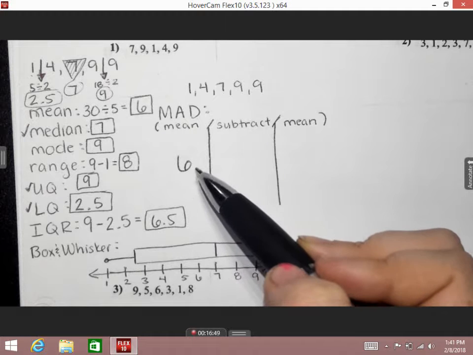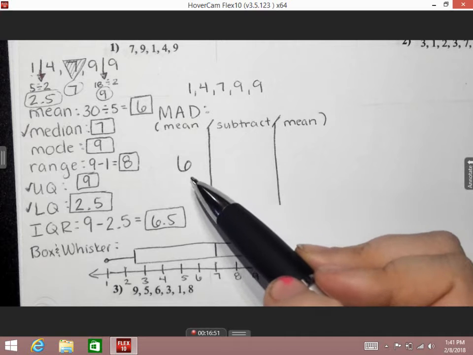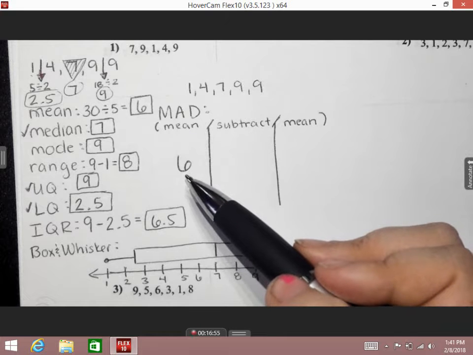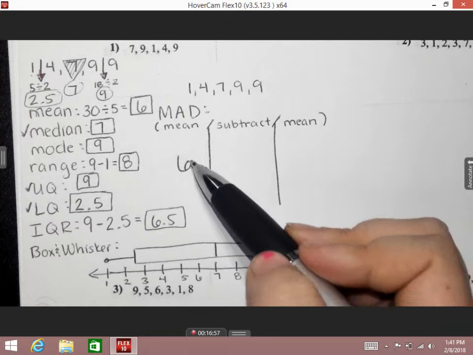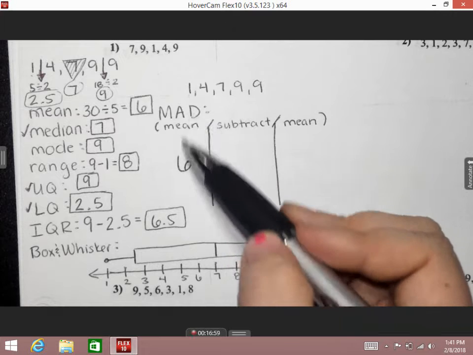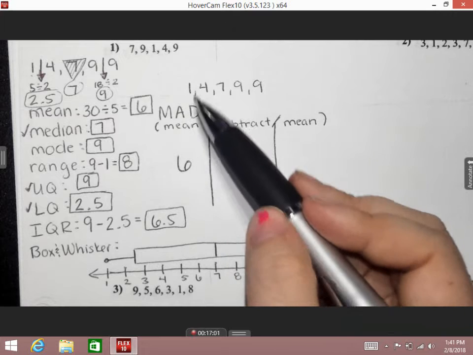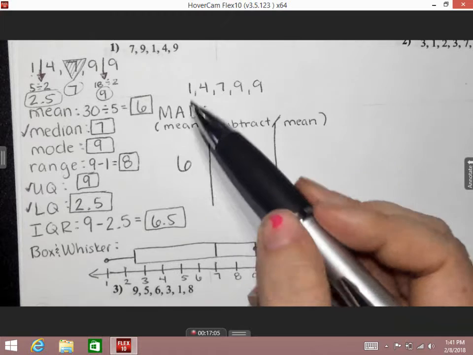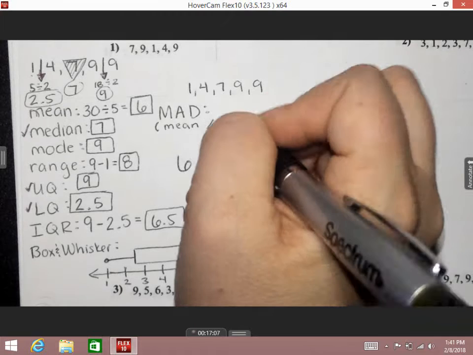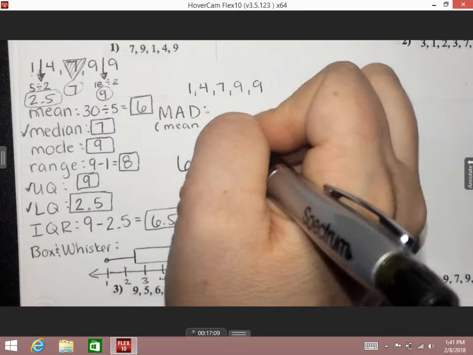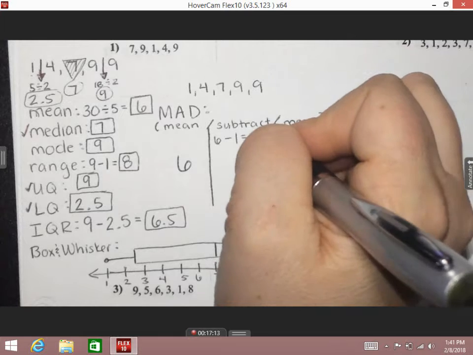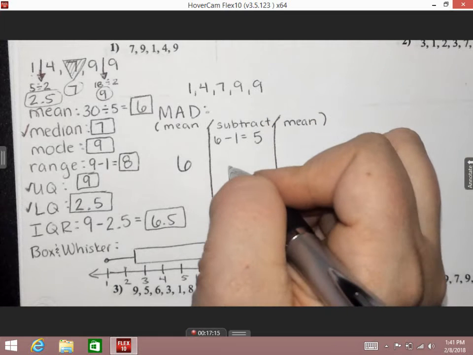All right, now remember, which number always has to be first? The big one. Does the mean always have to be first? No, it's just the big one. So let's start with 1. So when I do 6 and 1, which number is going to be first? 6, because it's bigger. So we're going to do 6 minus 1, and 6 minus 1 is? 5. Okay.